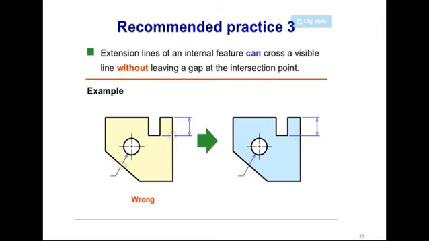So now recommended practice number 3. Extension lines of an internal feature can cross a visible line without leaving a gap at the intersection point. So whatever lines you are showing for this slot, this depth, or the diameter of this hole, what is wrong in this and this, you can understand very easily. Here a gap is created. See here, one gap is created here. If you observe here also, a gap is created. So don't keep it like this.